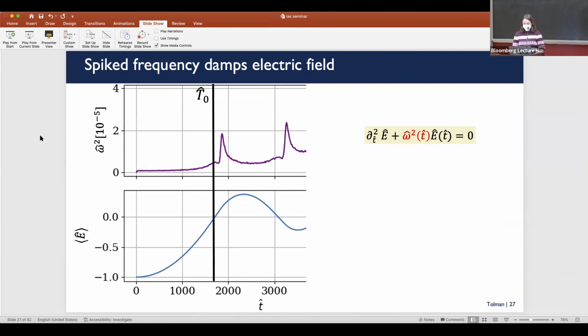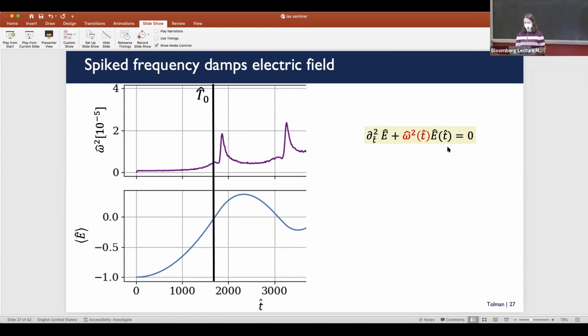All right, so now we know what's going on in the frequency, and we want to know how that's going to affect the amplitude of the electric field. So you can look at this from a mathematical point of view or from a physical point of view. So we'll start with the mathematical point of view. So here I'm going to zoom in on the plot we had previously, and I'm going to call the time at which the electric field goes through zero, capital T naught hat.